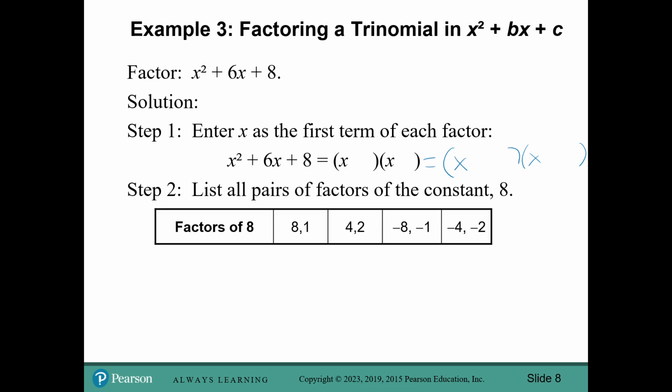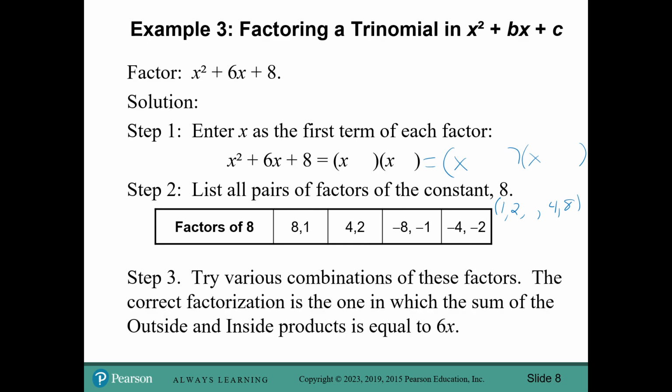Okay, so factors of constant 8 are 8 and 1, 4 and 2, negative 8, negative 1, negative 4, and negative 2. Typically when I do this, I just do 1 and 8, and then 2 and 4. And then you kind of got to recognize here that if you do make them both negative, it can turn into a positive 8 as well. Now, we need to try the various combinations of these factors.